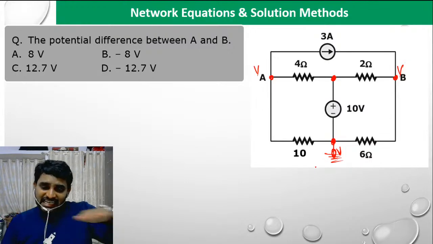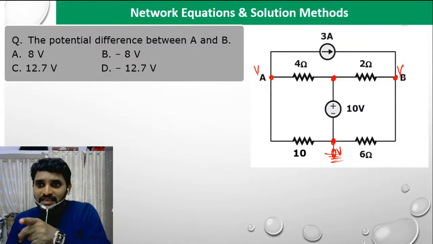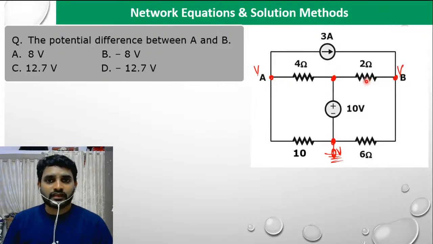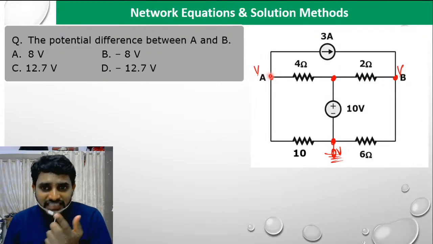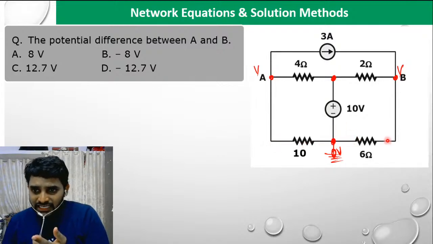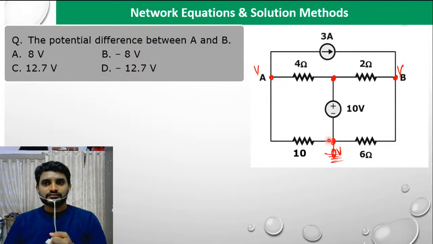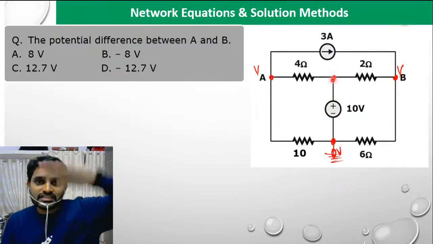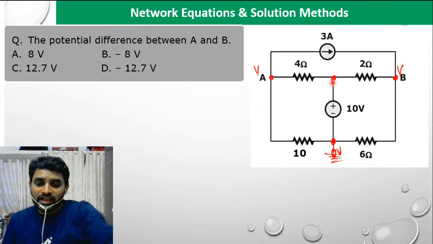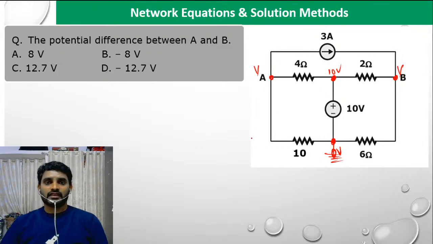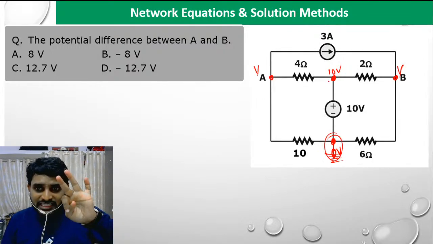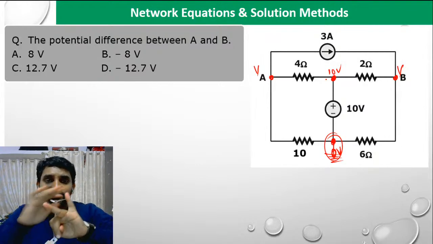After considering the reference node, look at the remaining three principal nodes. Out of these three, how many node voltages are known? VA is nothing but the voltage across 10 ohms. VB is nothing but the voltage across 6 ohms. Now what about this voltage? From the ground, if you move, you cross the 10 volts voltage source, which means you are gaining 10 volts. The voltage at this point is going to be 10 volts. Out of four principal nodes, we know the ground node potential and this middle node potential of 10 volts. Only two unknown principal nodes are there.